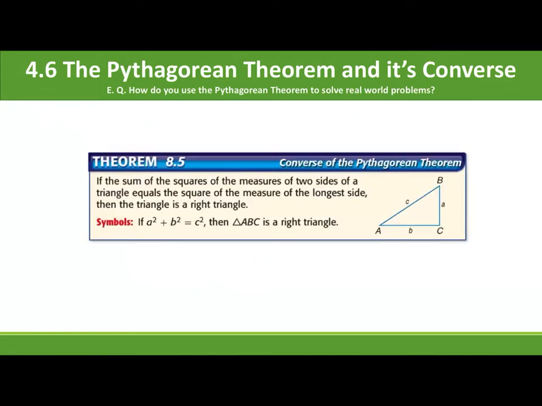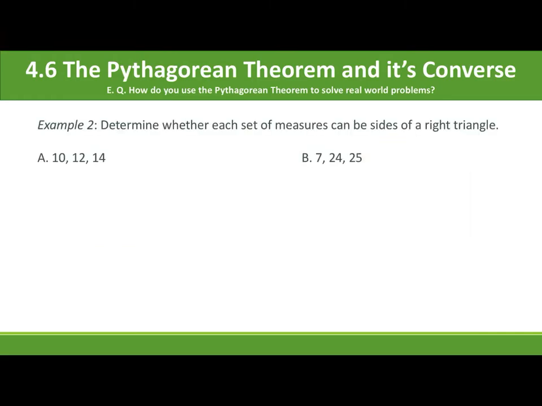All right, so the converse of the Pythagorean theorem. Before we said if it's a right triangle, then we know that a squared plus b squared is equal to c squared. So the converse is saying the opposite. It's saying, hey, I may not know if the triangle is a right triangle, but if I do a squared plus b squared and it is equal to c squared, then I can say that triangle is a right triangle.